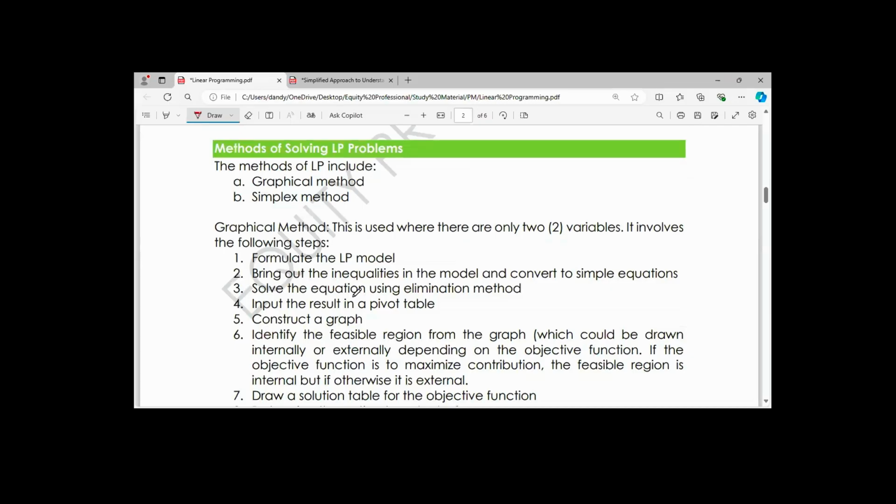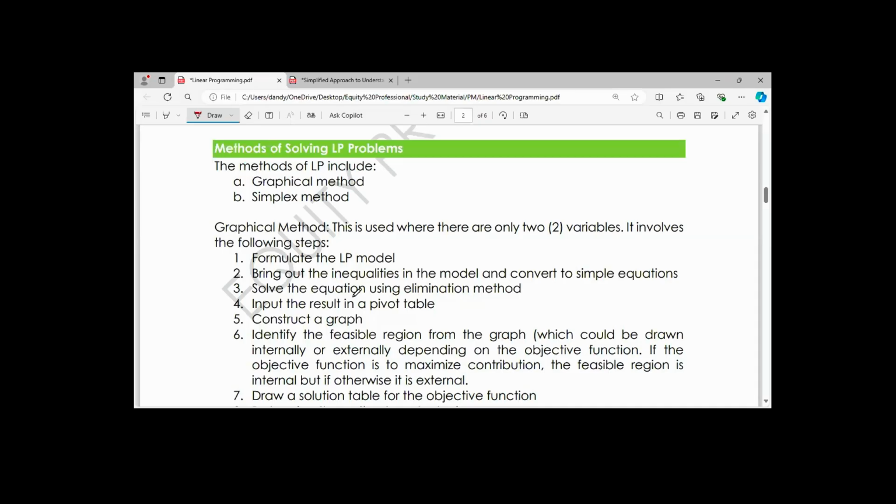So step 1 is formulation of linear programming. Step 2, bring out the equations and solve using the elimination method. Step 3, construct a pivot table. Step 4, construct a graph. Then step 5, of course, in your graph, you are supposed to determine the feasible region, okay? When you are maximizing contribution, your feasible region is internal, towards 0. Then when you are minimizing cost, your feasible region will be external, outward from 0, okay? Any point of intersection towards 0 is a feasible region when you are maximizing. But when you are minimizing, any point of intersection externally, outward from 0, those are the feasible region.